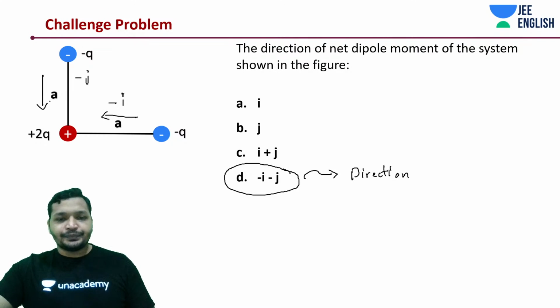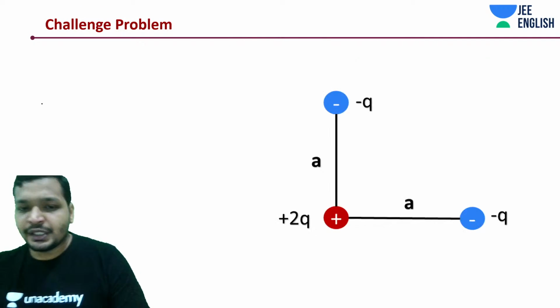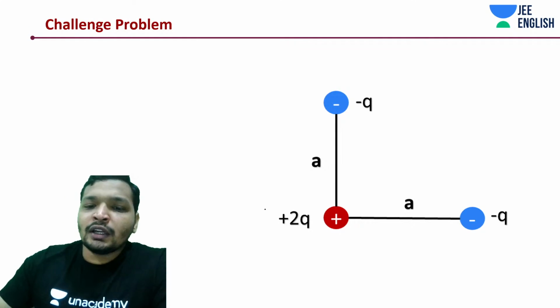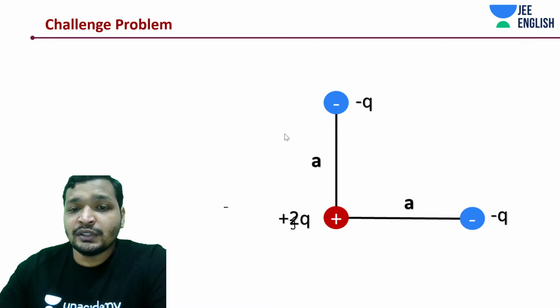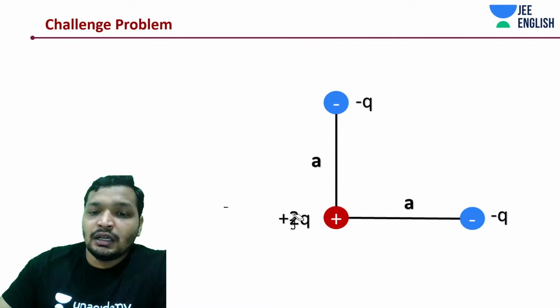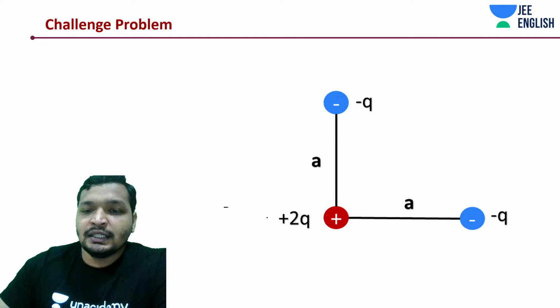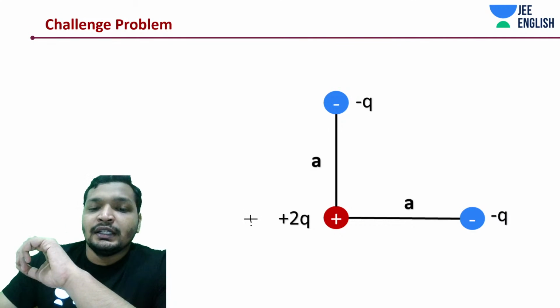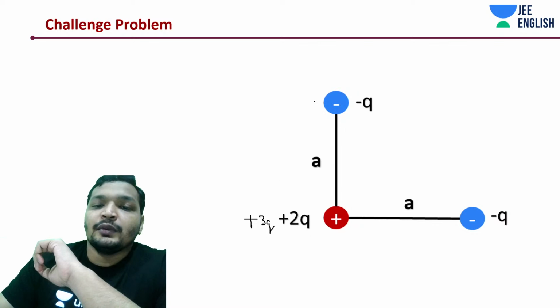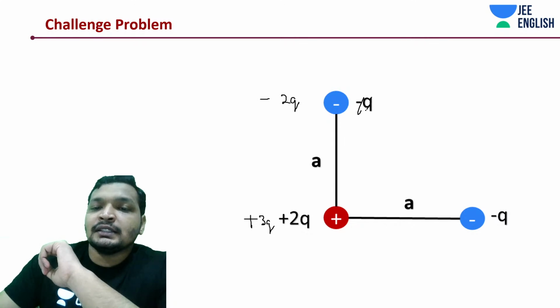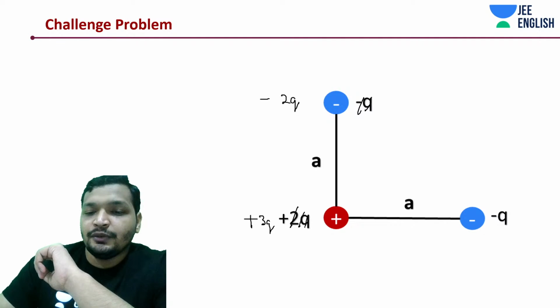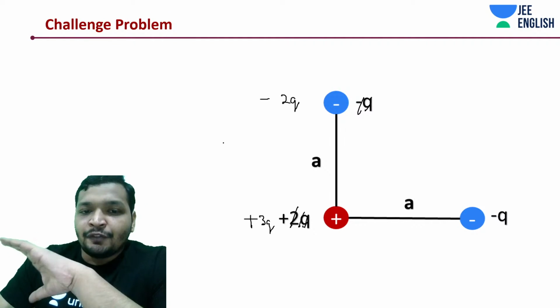Because the dipole is going to be from minus q to plus q. Now comes a very interesting question. What if instead of 2q, this was a 3q? How do you really find out the direction? Not literally just saying that it is minus j and minus i. Instead, this is going to change. Okay, now carefully think about it.